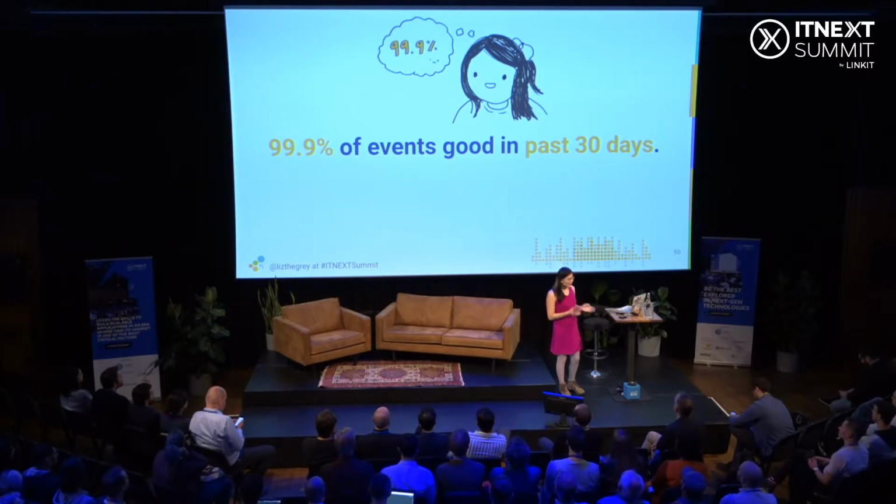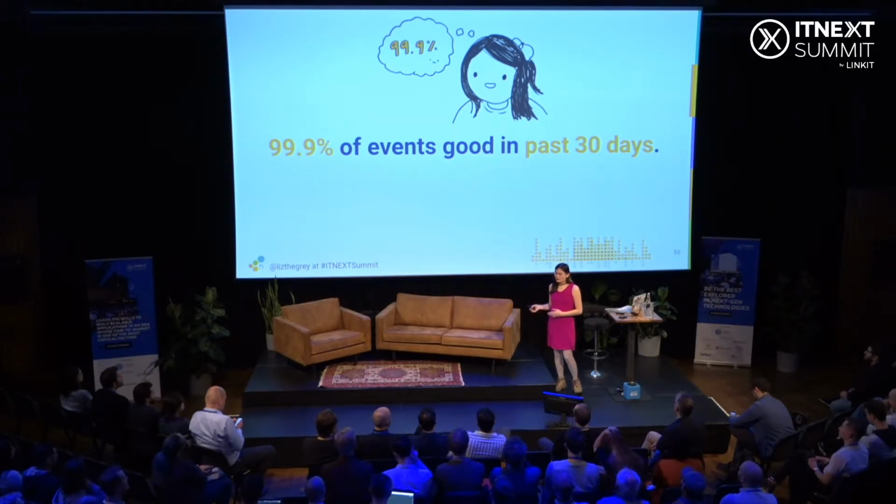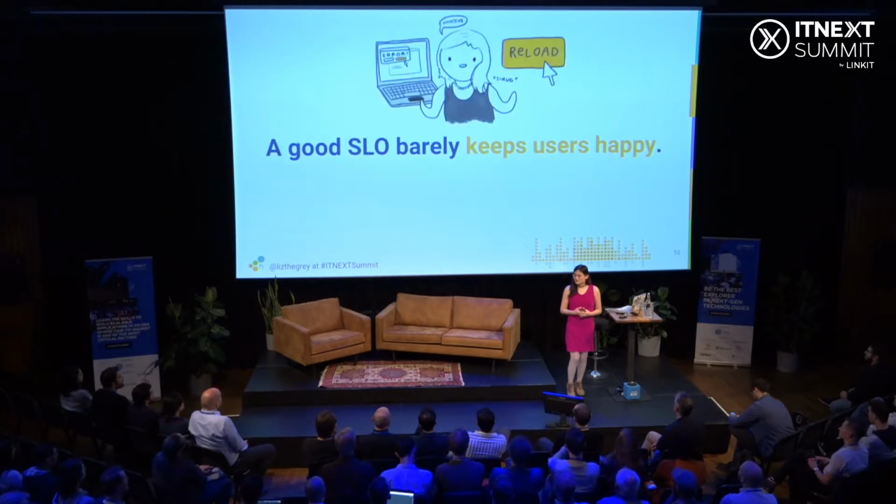So a complete service level objective definition might look like: 99.9% of events will be good over the trailing 30 days, where an event is good if it was served with an HTTP 200 and it was served in less than 100 milliseconds. That's a service level objective definition.